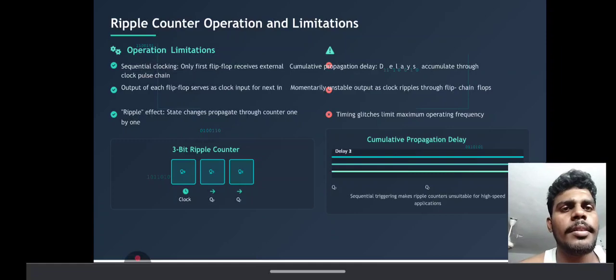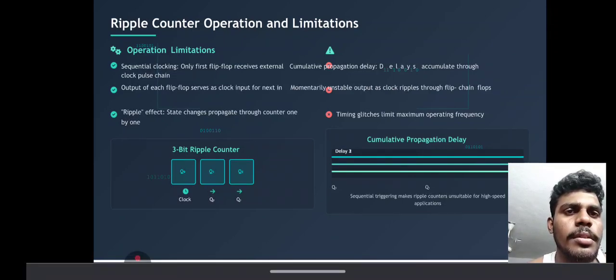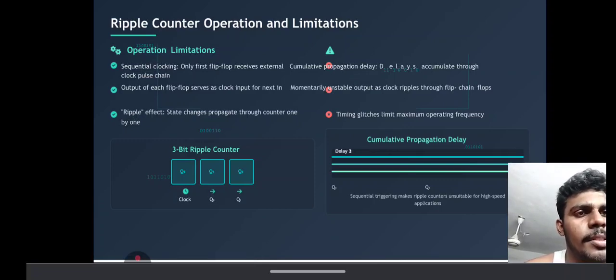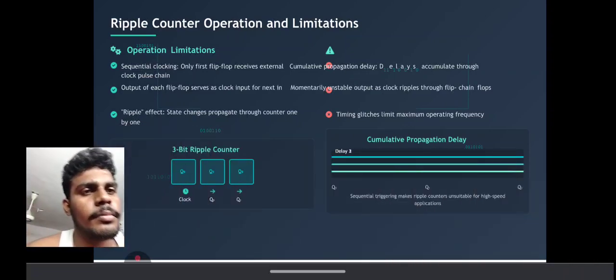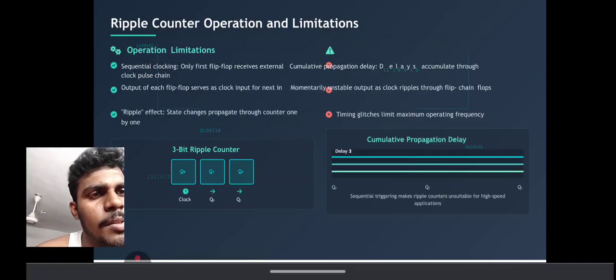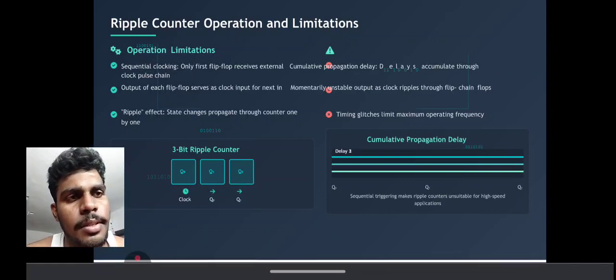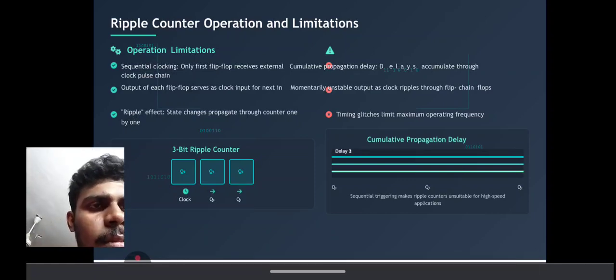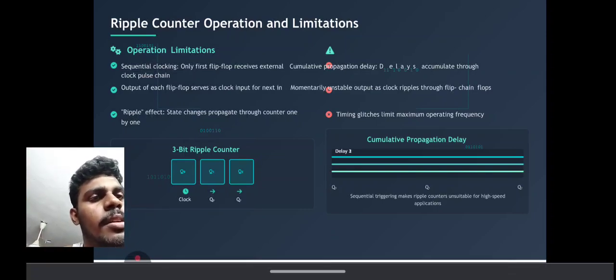A 3-bit ripple counter with a clock, Q0, Q1, and Q2. This shows the cumulative propagation delay. Sequential triggering makes ripple counters unstable for high-speed applications. Q0 is on the left side, Q2 is on the right side, and the middle one is Q1. These are 3-bit ripple counters.